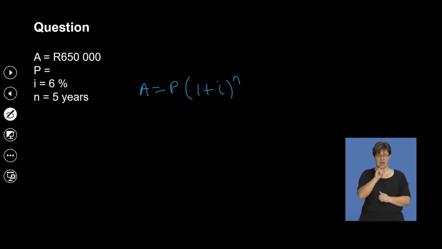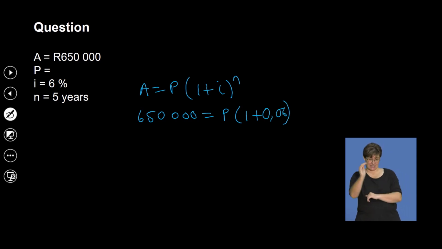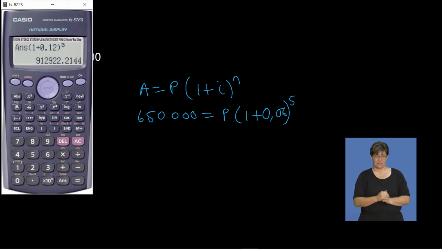So this will be A = P(1 + i). Remember, guys, I will always stress writing down the formula before I perform any calculation. So this is 650,000 = P × (1 + 0.06)^5, because my interest is 6%, so that's 0.06, to the exponent of 5, because that's for 5 years. So remember to avoid rounding off as you are busy working out. So I'm just going to do this as one long calculation. Firstly, we can start with our bracket and see what we get.